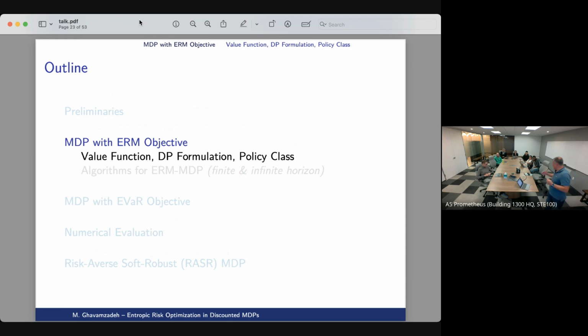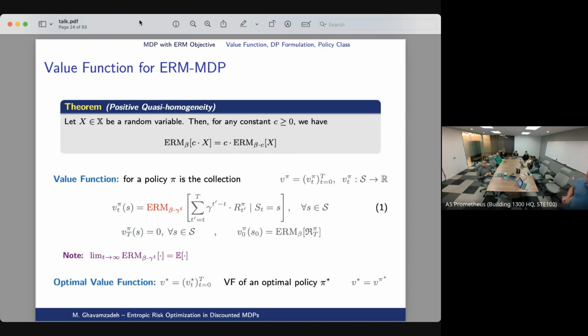So now let's see how we can handle this. The first result that allows us to do something is what we call positive quasi-homogeneity. It's true that when we apply ERM to the multiplication of a constant and a random variable, we cannot take that constant out, but we can take it out if we change the risk parameter. If we had positive homogeneity, ERM of Cx would be C ERM of x. But here, ERM of Cx is C times ERM of x with a different risk parameter. So what does that mean? If C is the discount factor, it means that the value function at each time t is the ERM of a random variable with a risk parameter that is time dependent.